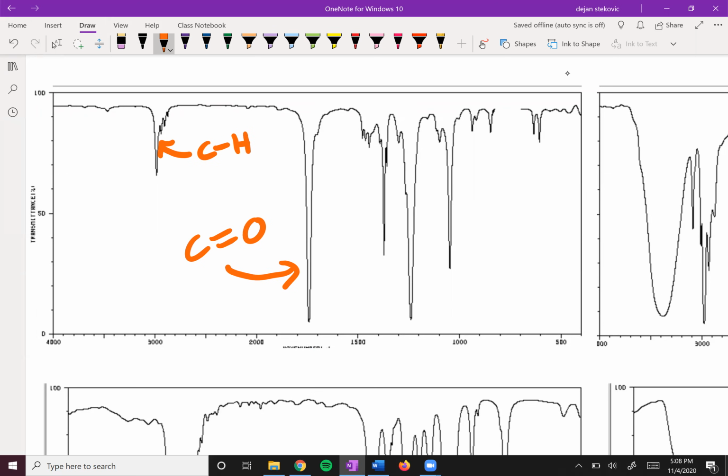So this tells us that's probably going to be a pretty boring molecule, right? We don't see any triple bonds. We don't see any alkyls beyond 3000, so we don't see any carbon-carbon double bonds. We don't see any alcohols. So this one is probably just some kind of plain carbonyl.